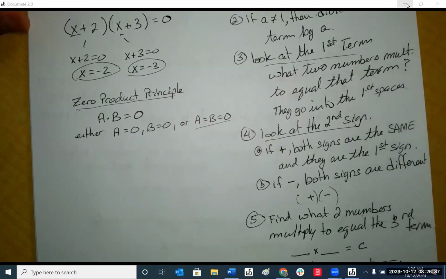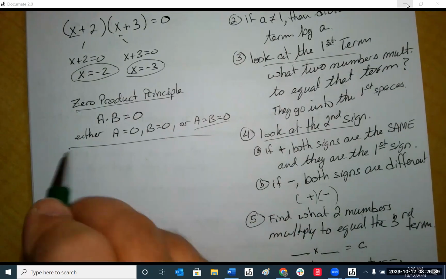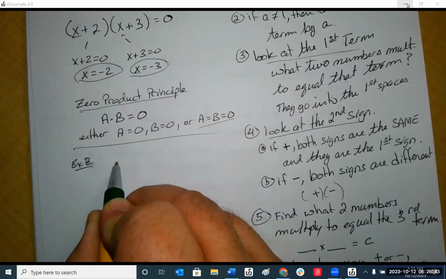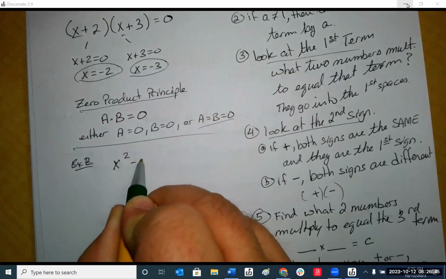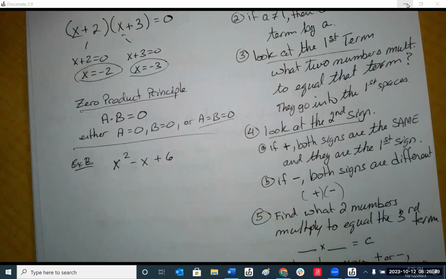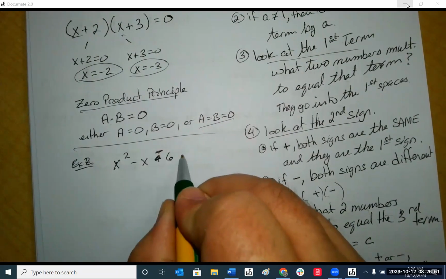Make sense? Let's look at the next one. Example 2. We have x squared minus x minus 6 equals 0.